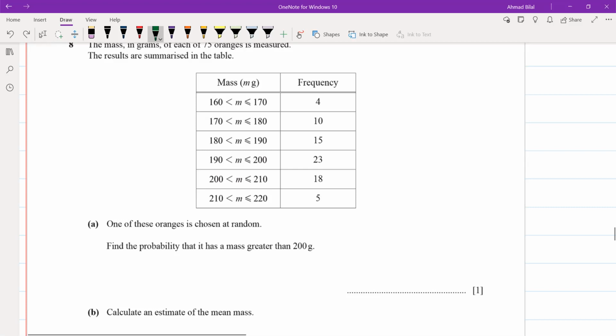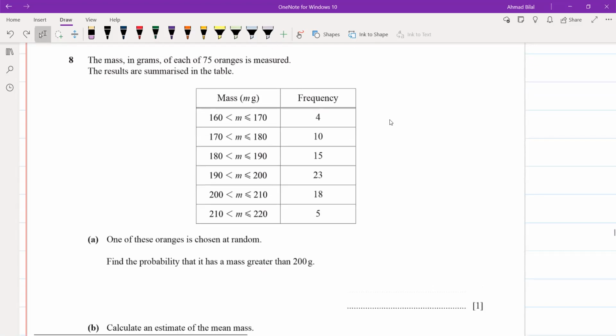All right, so let's continue with this. So we have this table given, and we have a total of 75 oranges. यानी कि जो total frequencies हैं हमारे पास, इनका sum क्या आएगा? It's going to be 75. Find the probability that a randomly chosen orange has a mass greater than 200 grams.